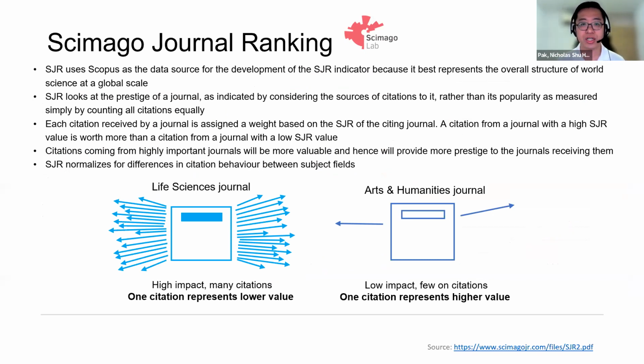Now, each citation received by a journal is assigned a weight based on the SJR of the citing journal. A citation from a journal with a high SJR value is worth more than a citation from a journal with a low SJR value. Citations coming from highly important journals are henceforth more valuable, and they'll give more prestige to the journals which receive them. And it also normalizes for citation behavior among subject fields. For instance, life science would have high citations and many citations, so one citation represents lower value as compared to arts and humanities, where there are fewer citations, but one citation in this case represents higher value.